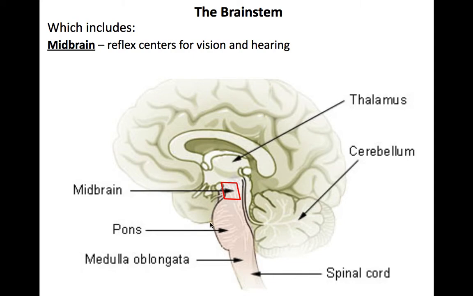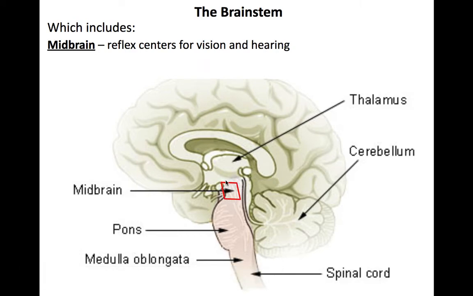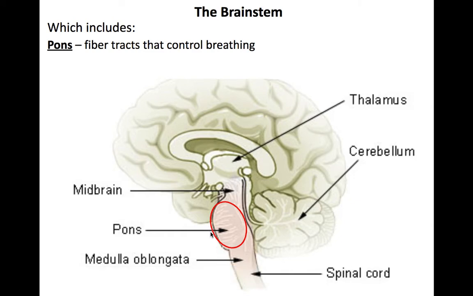And so this is where you'll find those reflex centers for vision and hearing. It's going to be in the midbrain right here, immediately below the diencephalon. The pons is the second region of the brainstem. That's this bulbous region here. And this is where you're going to find fiber tracts, so in other words, axon bundles, that control breathing.